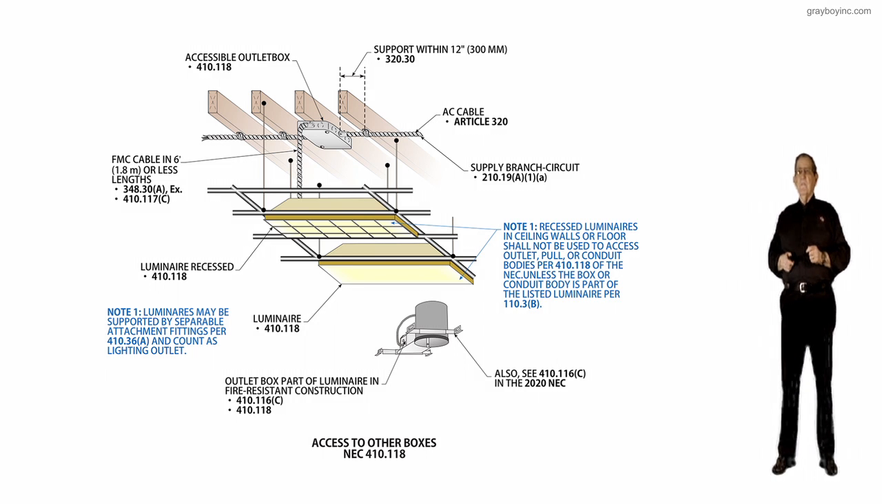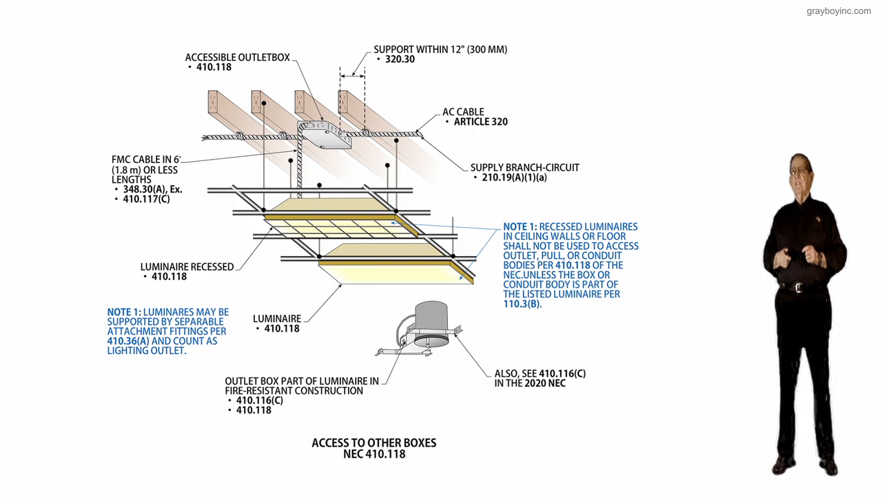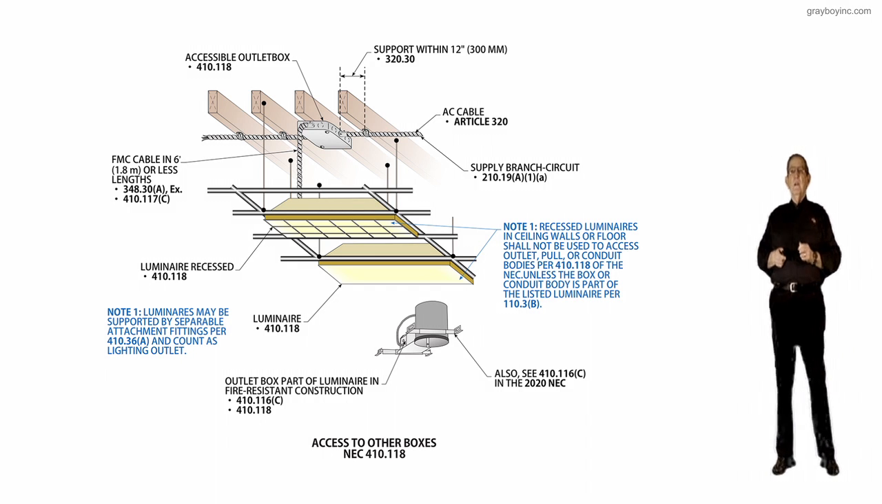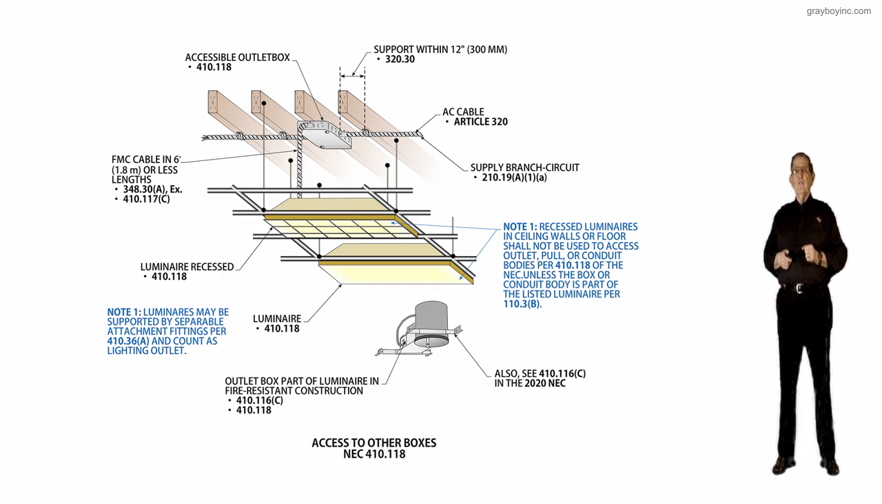And then if we look at the note 2, recessed luminaires in ceiling, walls, or floor shall not be used to access outlet, pull, or conduit bodies as outlined in 410.118 of the NEC unless the box or the conduit body is part of the listed luminaire per 110.3b, and of course approved by 110.2 by the authority having jurisdiction.